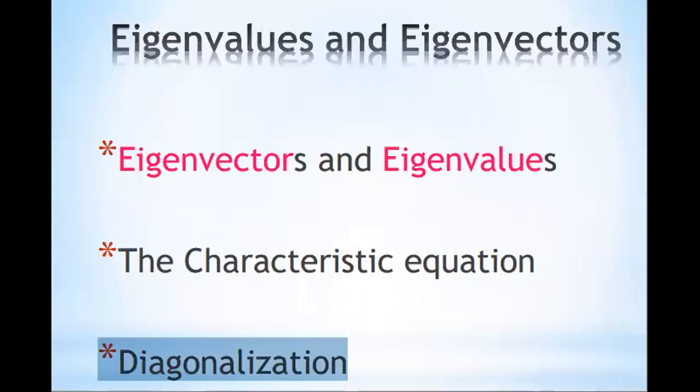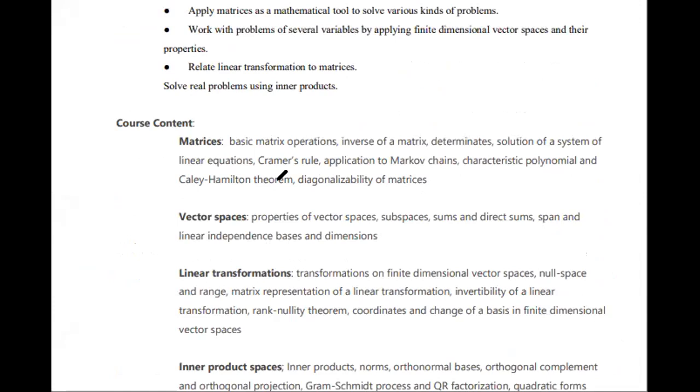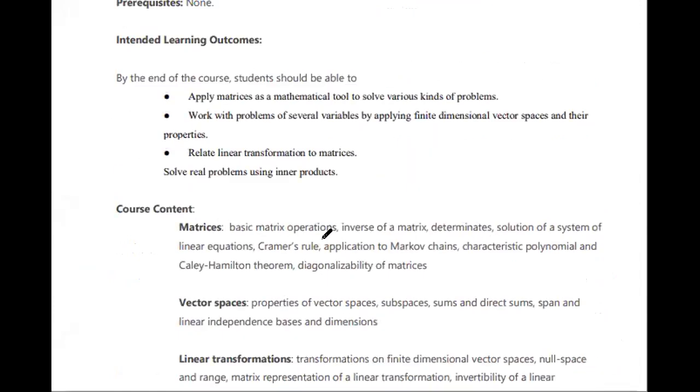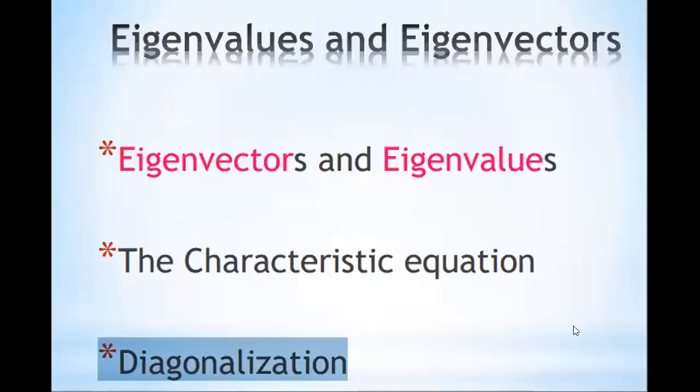Okay, so I move to next section, right? So now we are going to find eigenvalues, eigenvectors for a given matrix. So this is this part here. Let me zoom. So I have covered these things, solution of linear equation, Cramer's rule, and application to Markov chain. So today we are going to cover characteristic polynomial, and diagonalization. I think I don't have time to cover this part. I will do a video on this. All right, let's discuss this now.